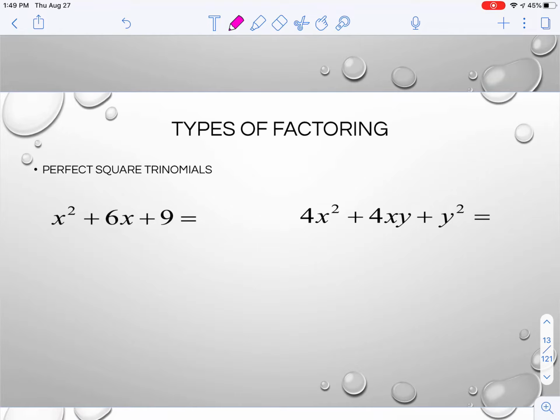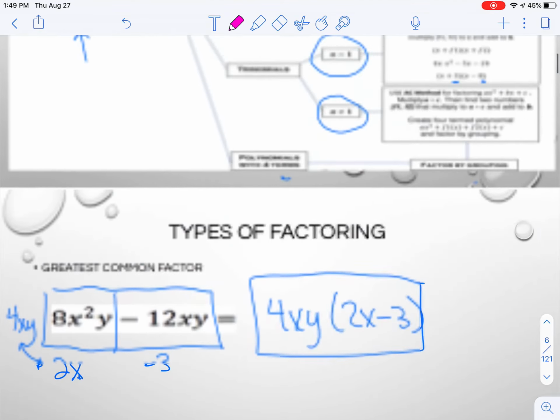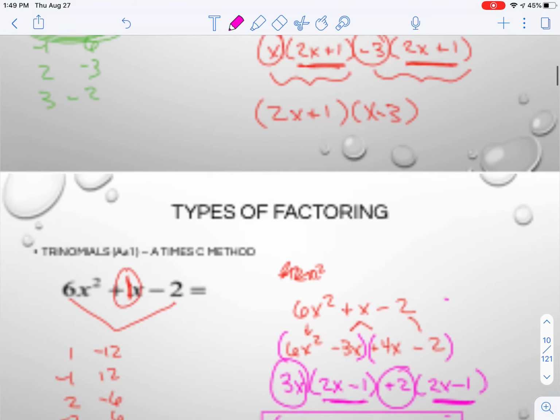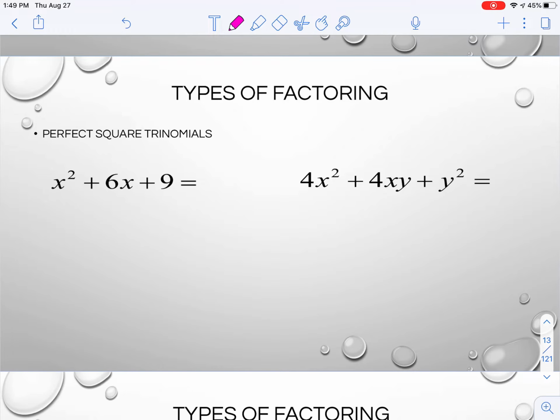Okay. Perfect square trinomials. If we go back up to this slide, perfect square trinomials. Okay. Perfect square trinomials is just the same thing times itself. So if you recognize the shortcut, great. Otherwise, you can just factor it like normal.